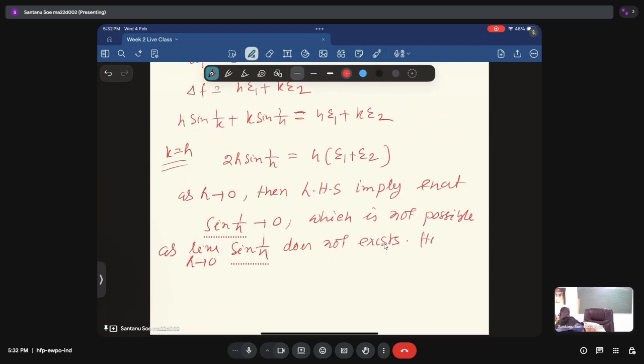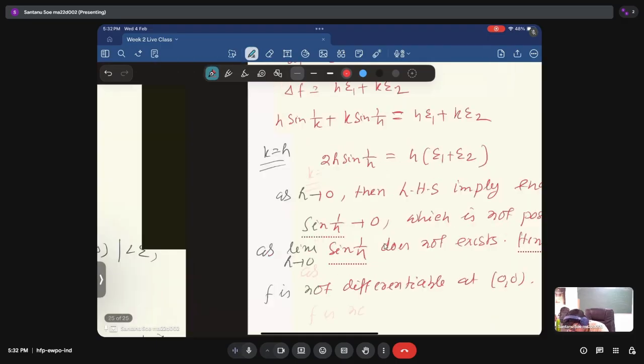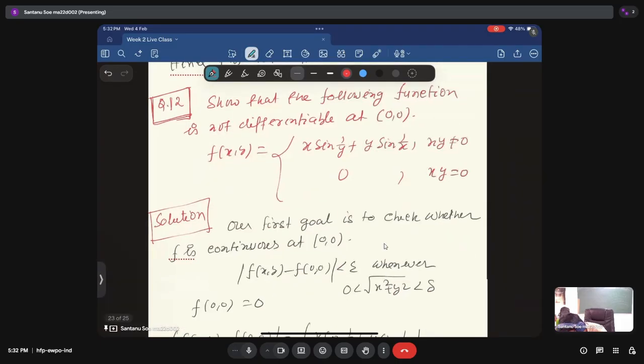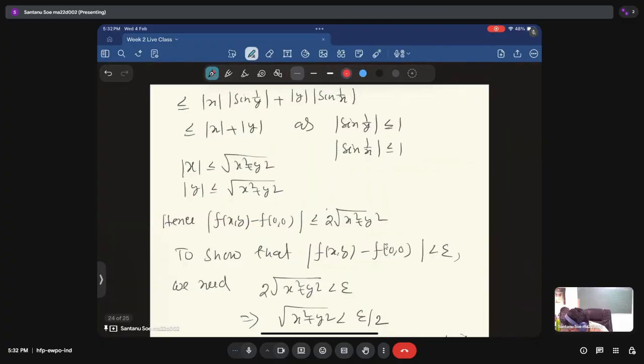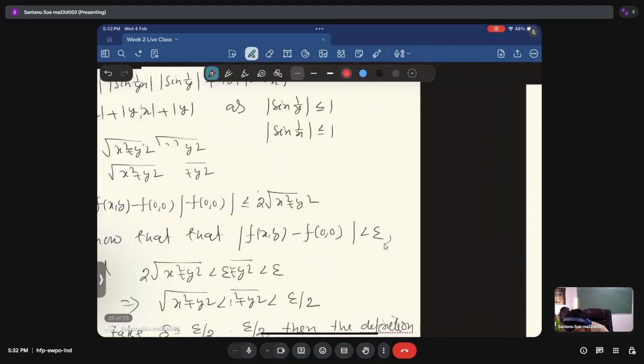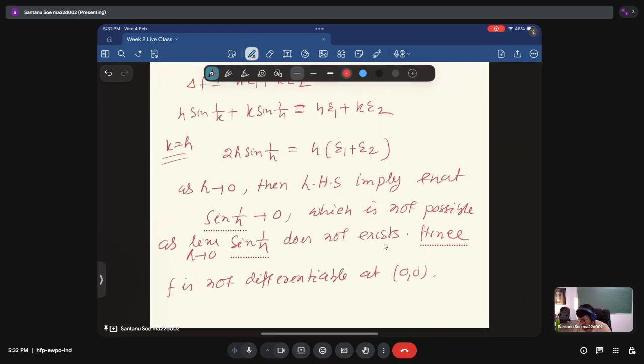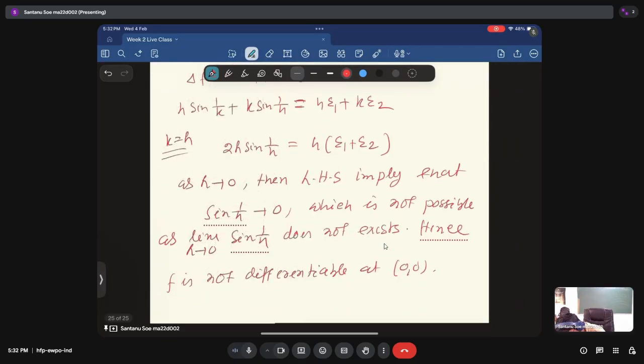Hence, f is not differentiable at (0, 0). So this function is continuous at (0, 0), but it's not differentiable at (0, 0), although both the partial derivatives exist at (0, 0). Correct? So yeah, I hope this is clear. Okay. So then we're going to go to the next question.